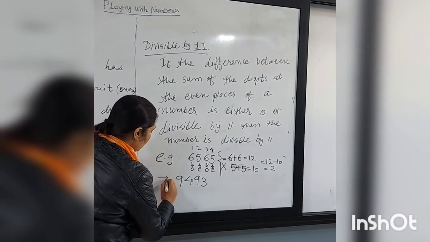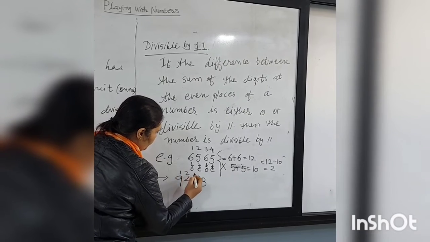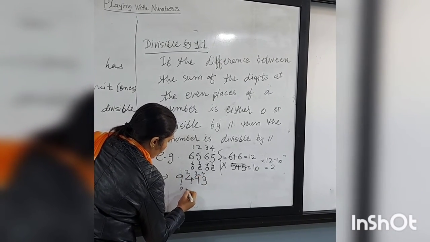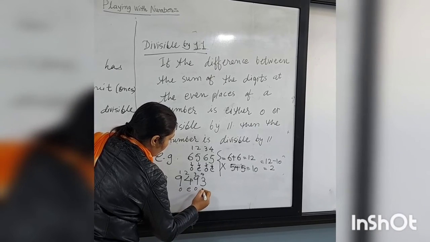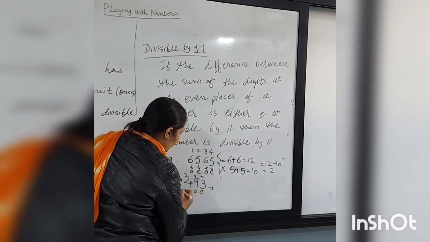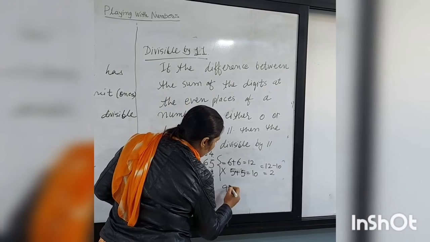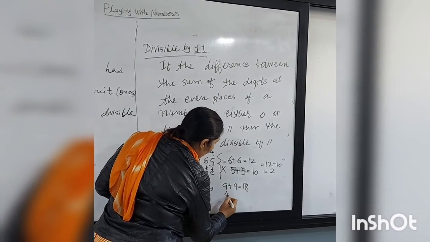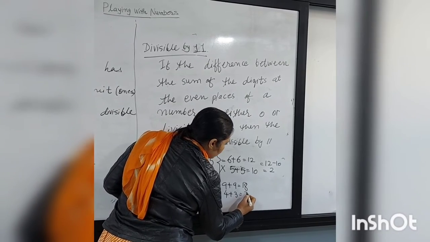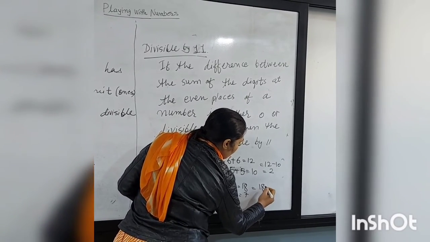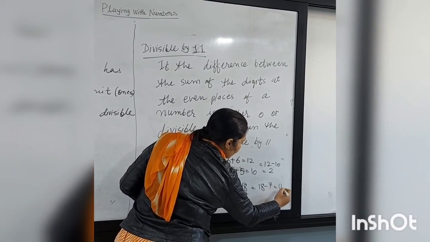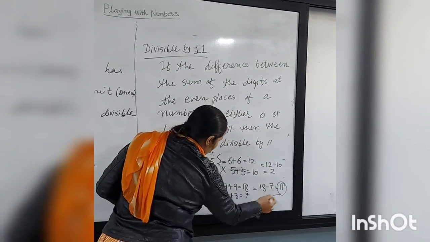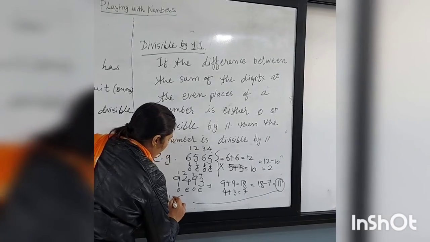Now for the other number. Odd, even, odd, even. So 9 plus 9 is 18 and 4 plus 3 is equal to 7. Now 18 minus 7 is 11. So that is divisible by 11. So this number is divisible by 11.